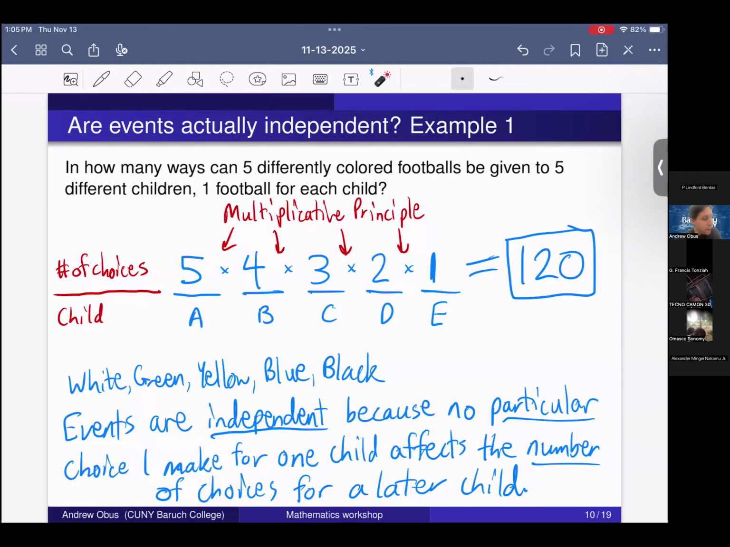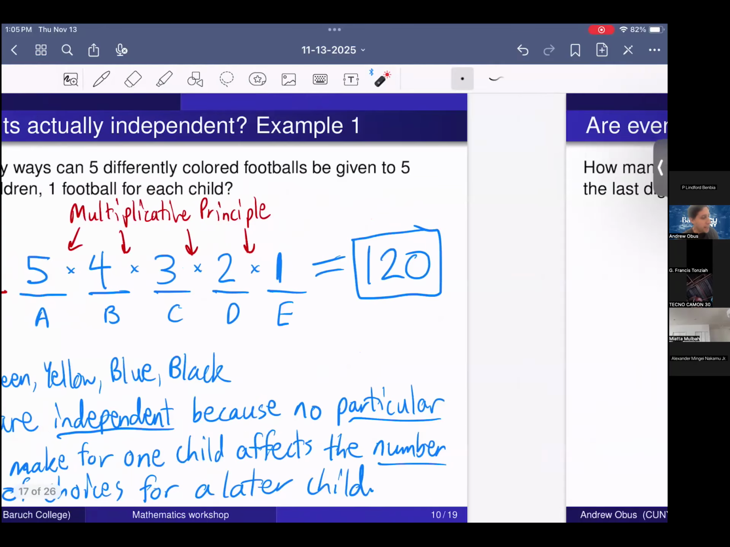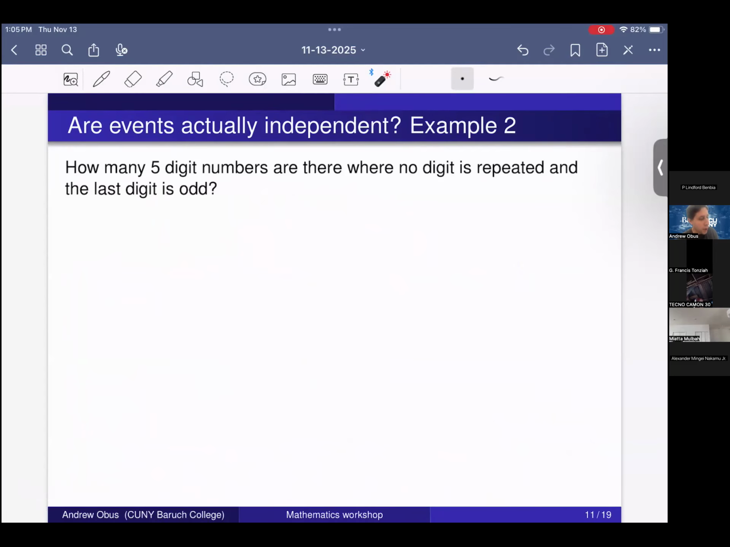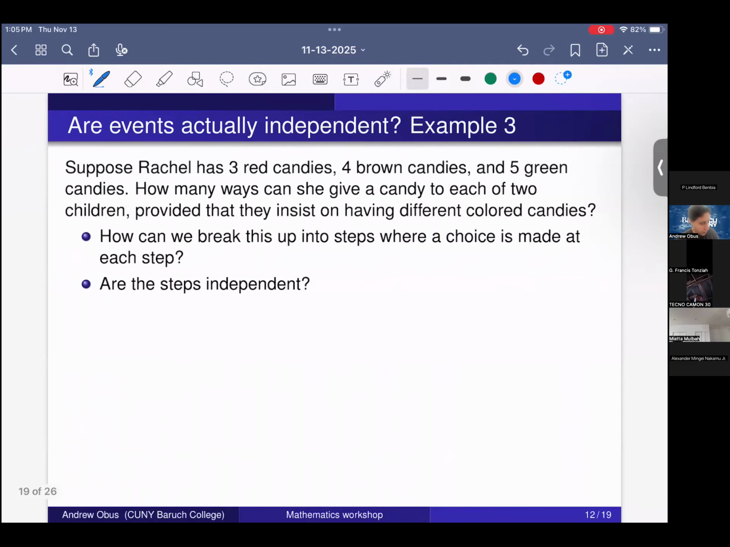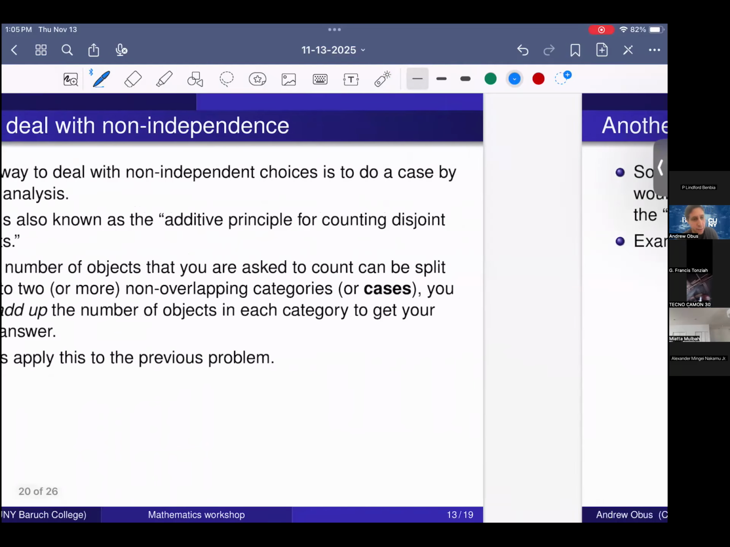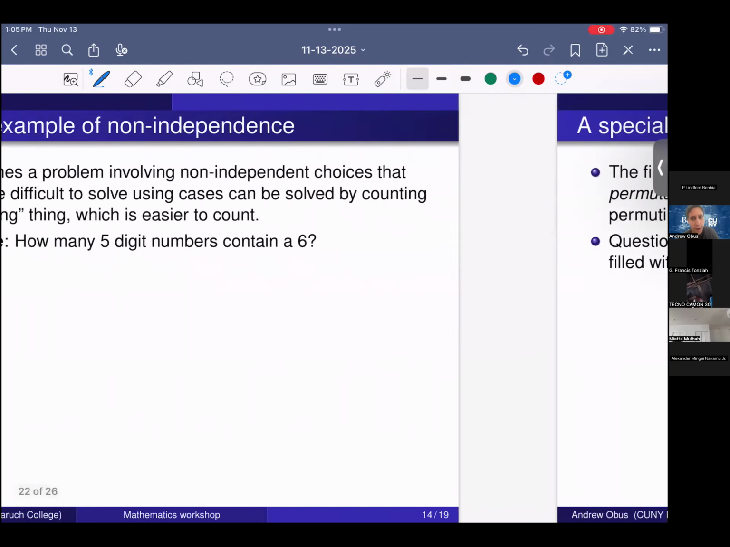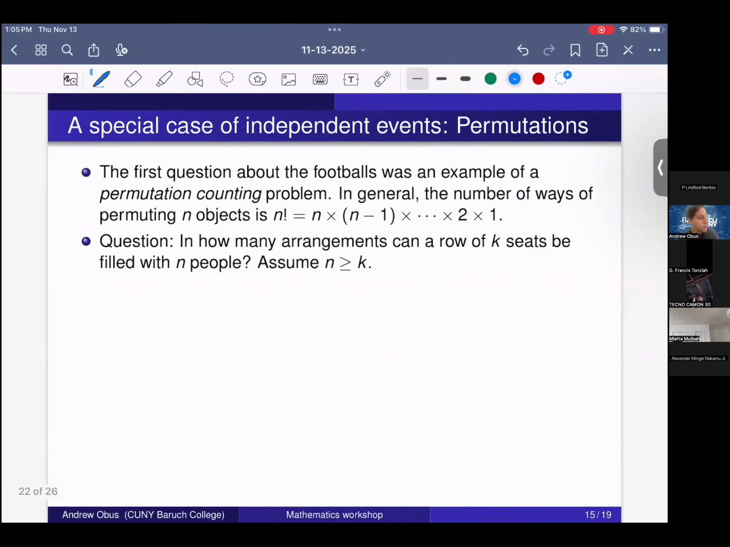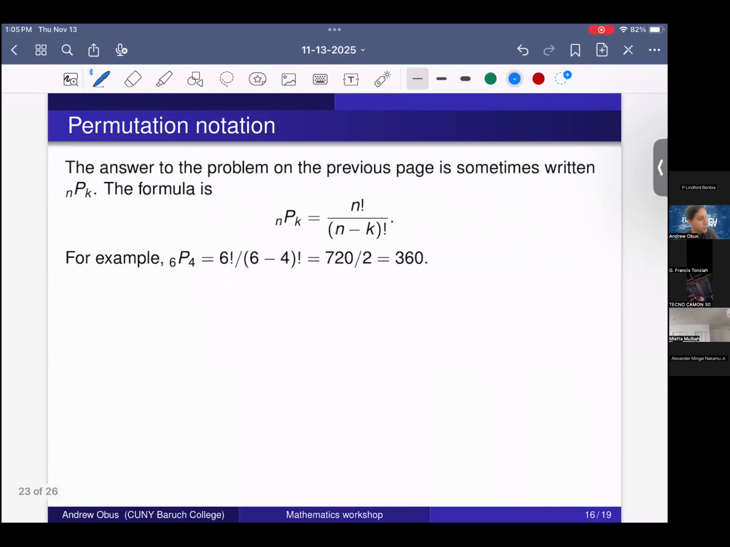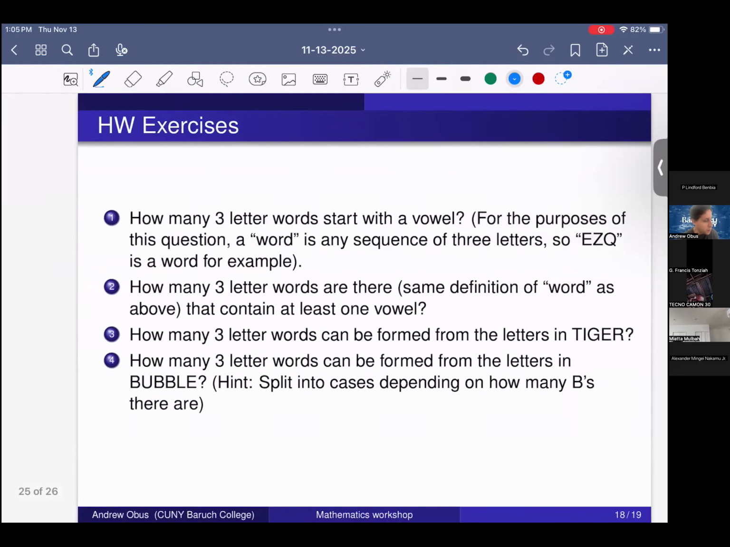I'm probably going to stop a little early today because I don't want to get into the next examples. We have a bunch of examples that we're going to do next time. And we're going to talk about how you deal with non-independence, some other non-independence things. We're going to talk a little bit about permutations, or talk about combinations. So we're going to do this all next time.